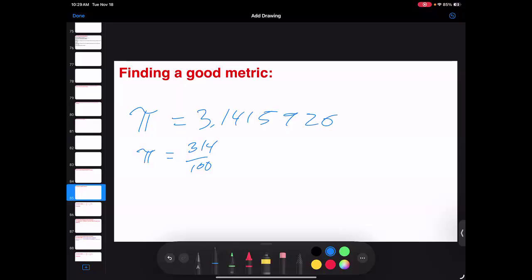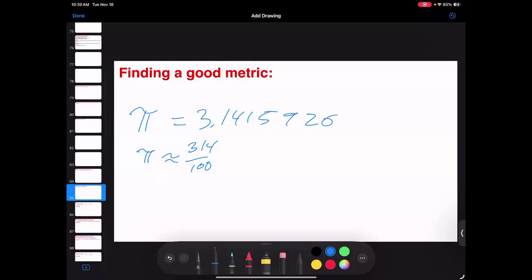Anything wrong with this? There's something wrong with what I have written. What did I do wrong? No, it's over 100. Yes, I said it's equal to. This is one of the biggest mistakes that people make. It is not equal to. It is approximately equal to.